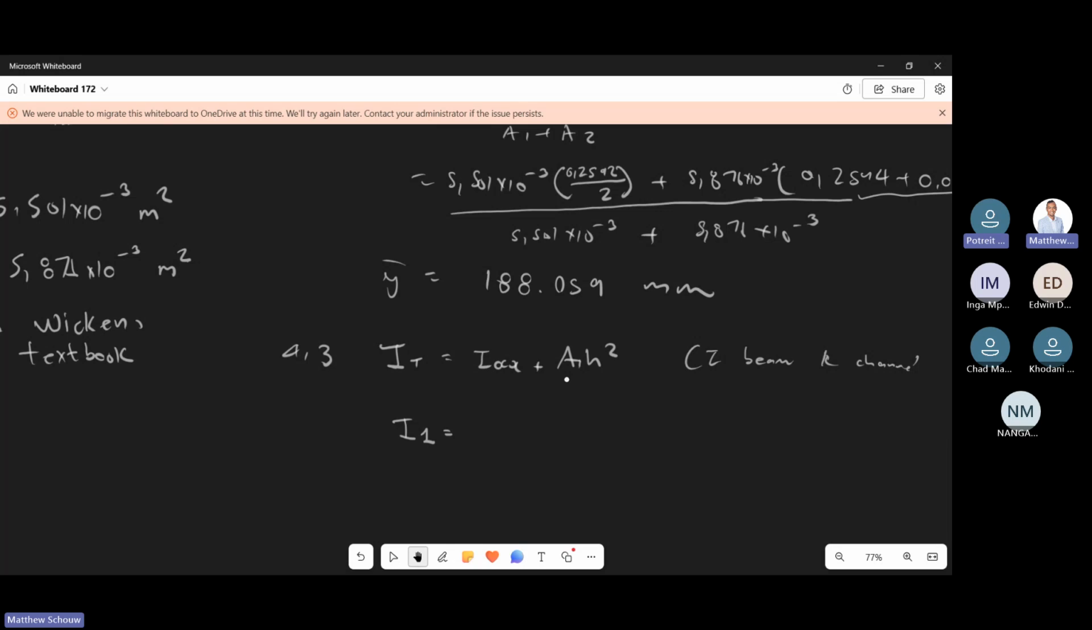What is my Ix value from your table? For channel or I section? I section. That's the one he gave you. I remember using a different table. So for the I section, Ixx is 65.54 times 10 to the power negative 6.